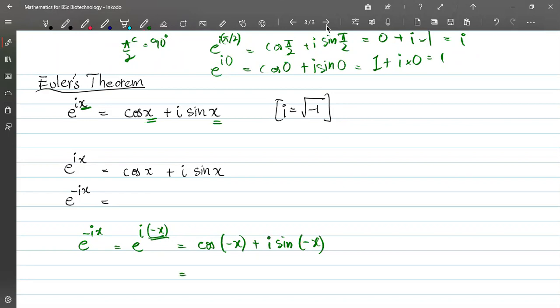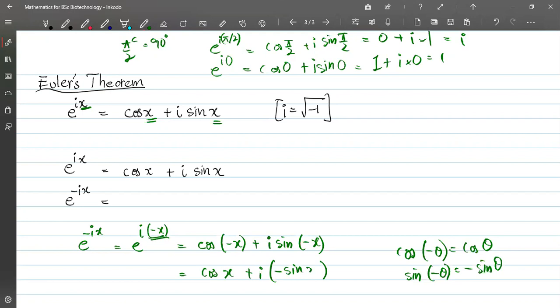Remember, cos is an even function. So cos of minus x, or if you prefer the other notation, cos of minus theta is cos theta. So this will be cos of positive x itself. However, what is sine of minus x? Sine of minus theta is minus sine theta, right? So this is minus sine x. Now, please remember to write the brackets here when you're writing this. It is not i minus sine x, it is i times minus sine x.